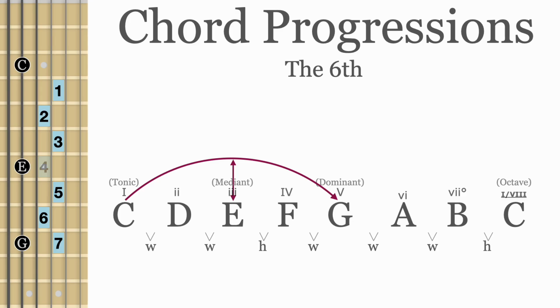Because if this were a minor scale, that mediant's only going to be 3 frets, but it's still the third degree in the scale. That's what makes it the mediant. It's not about 3 frets or 4 frets or 3 semitones or 4 semitones. It's about being the third degree in the scale. That's what makes it a mediant, okay? In this case, it just happens to be E, and it happens to be a major third. That's fine.